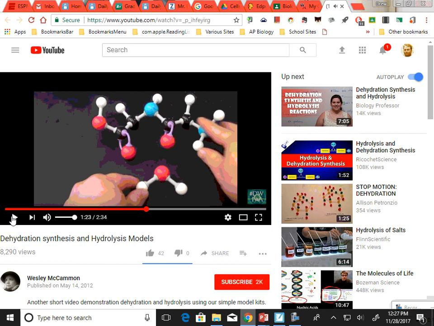So what we've done here is we put two different monomers together. This one was one of the monomers, this one was the other. We put those two together, we have water given off, so we have a dehydration reaction occurring. We've given off water and we've combined the two monomers.